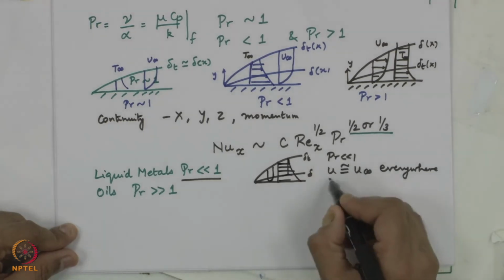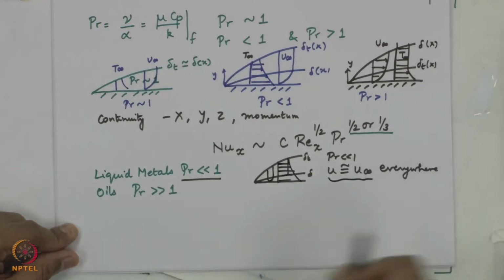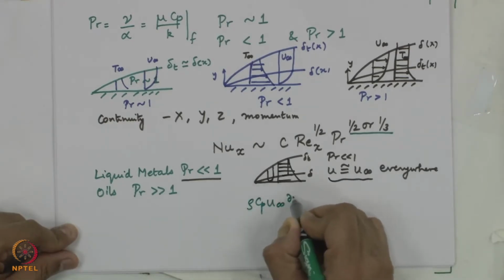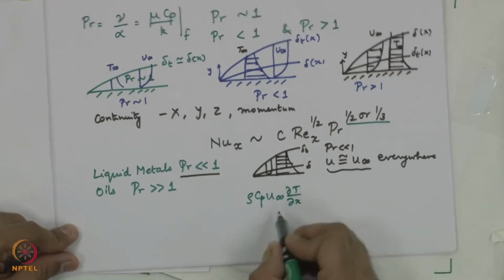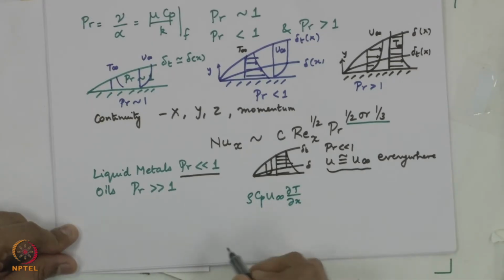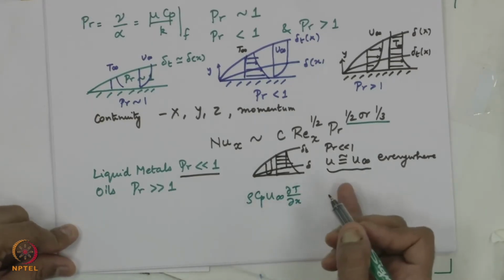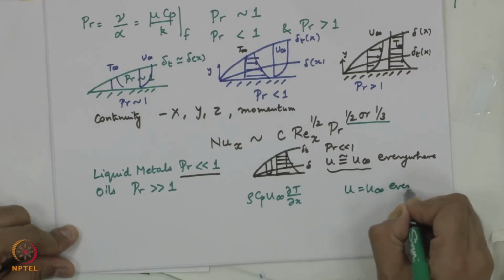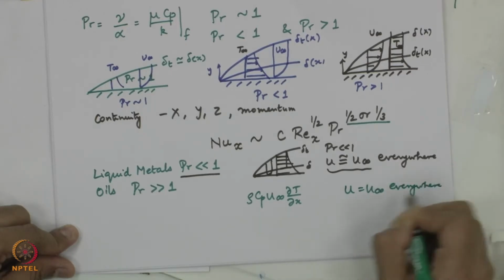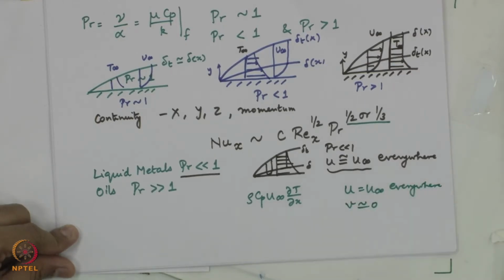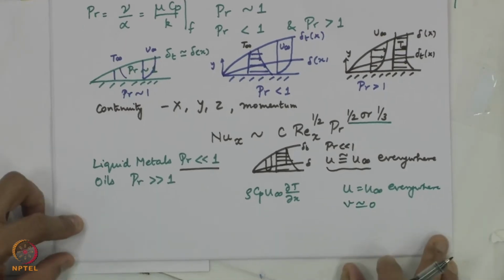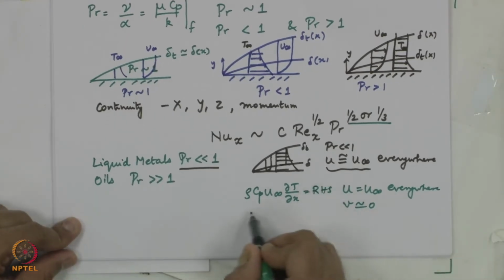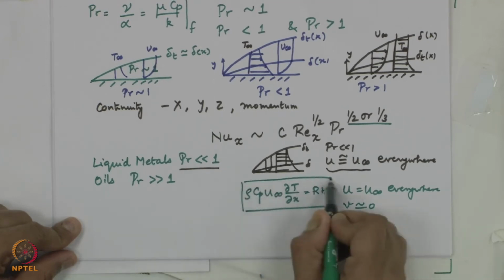So, we can say u is equal to U infinity everywhere, and therefore, your rho Cp U infinity dT by dx, this is your energy equation left hand side term. Your momentum equation need not be solved because the flow field u equal to U infinity everywhere would dictate v is approximately 0. So, you do not have to solve the momentum equation, you just have to solve the energy equation to get the temperature distribution.